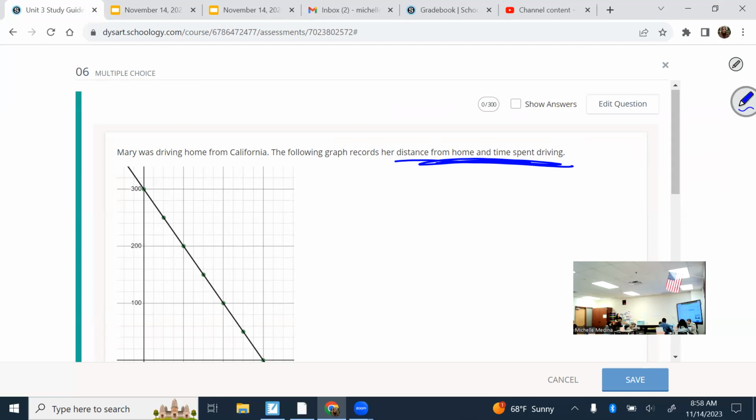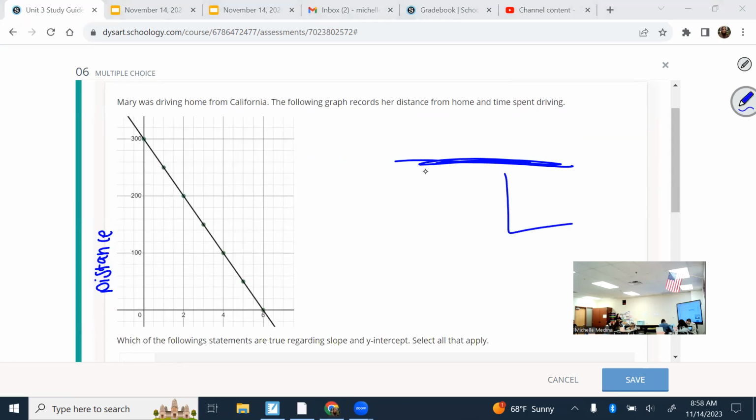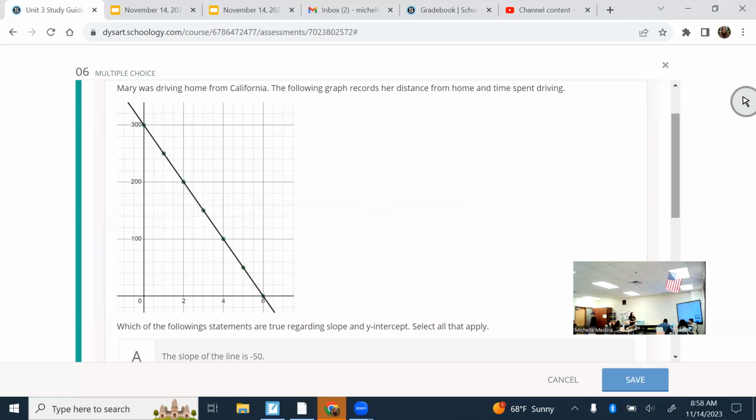So what should my Y-axis be labeled? Distance from home or time spent driving? Okay, good. And then that means my X is time spent driving. Reason why that helps is because when it's asking you to interpret slope and y-intercept, it helps. So this one says, which of the following statements are true regarding slope and y-intercept?